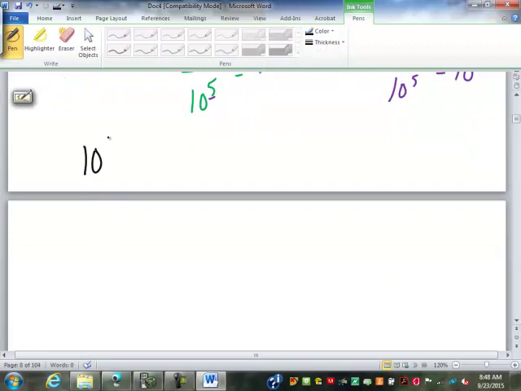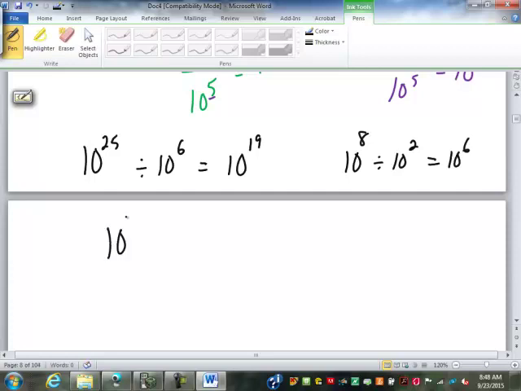So 10 to the 25th divided by 10 to the 6th is 10 to the 19th. 25 minus 6 is 19. 10 to the 8th divided by 10 to the 2nd is 10 to the 6th. 10 to the 34th divided by 10 to the 25th is 10 to the 9th. 34 minus 25 is 9.